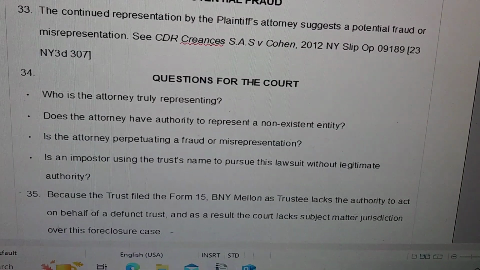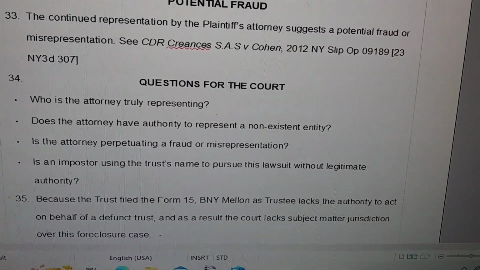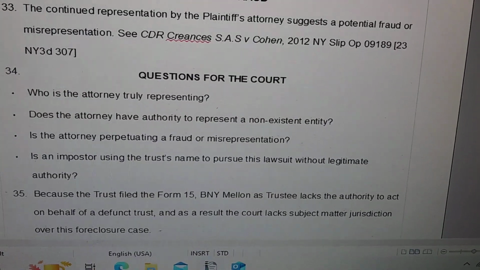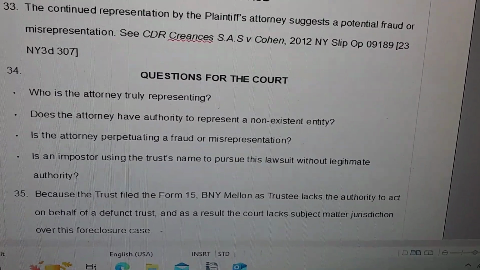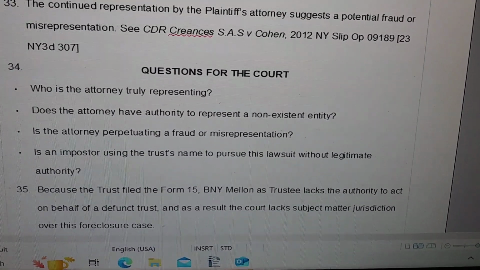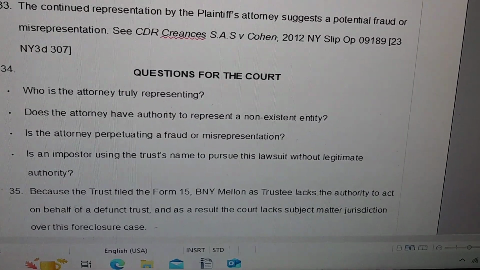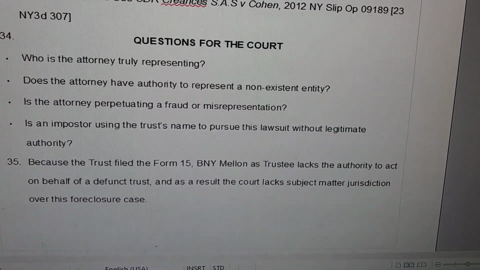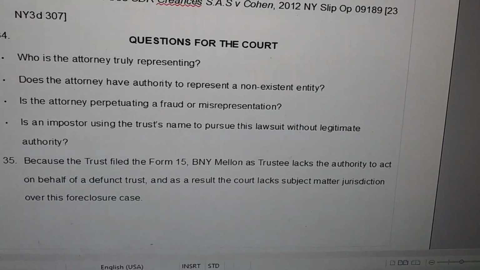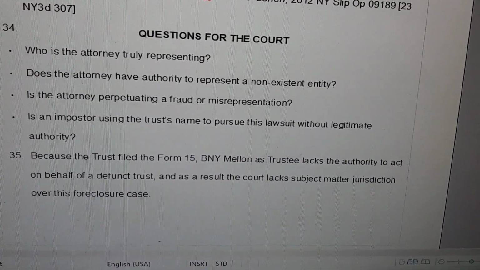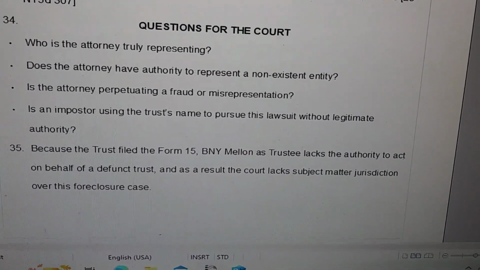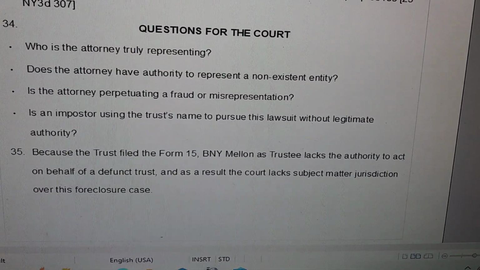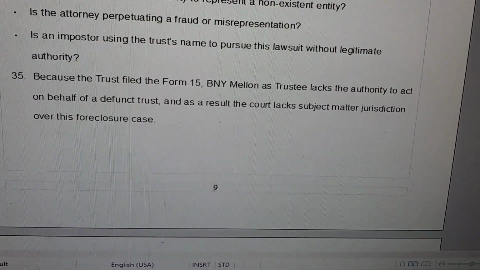Does the attorney have authority to represent a non-existent entity? Is the attorney perpetrating a fraud or misrepresentation? Is an imposter using the trust name to pursue this lawsuit without legitimate authority? Because the trust filed the Form 15, Bank of New York Mellon as trustee lacks the authority to act on behalf of a defunct trust, and as a result, the court lacks subject matter jurisdiction over this foreclosure case.